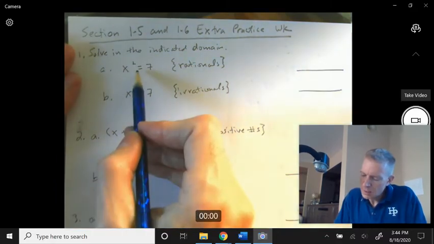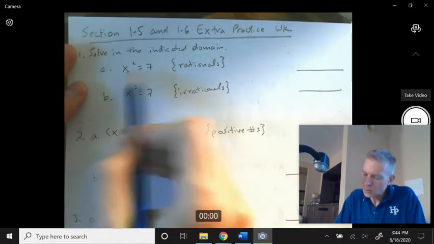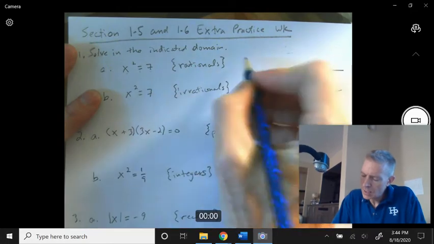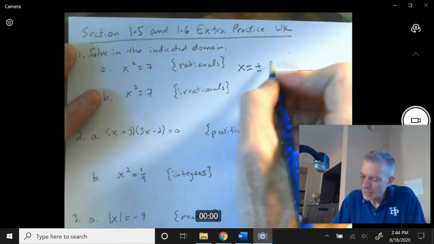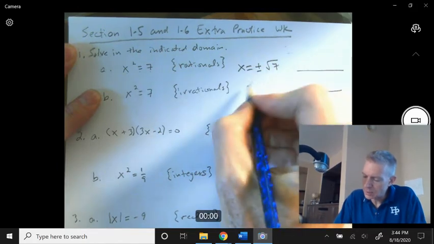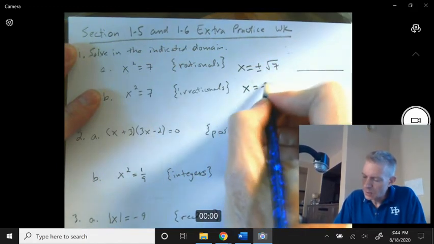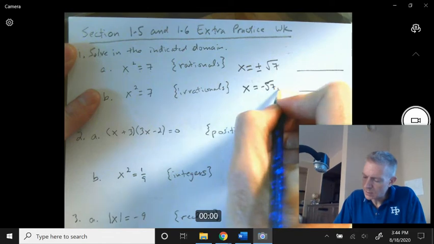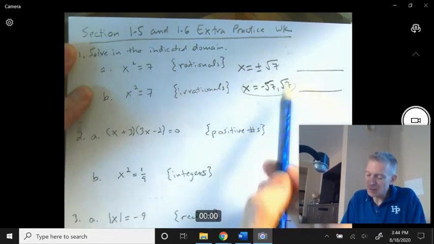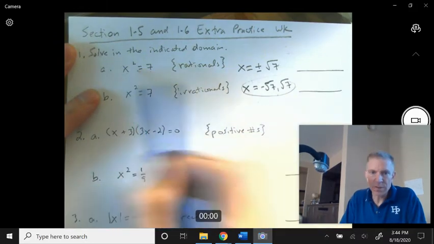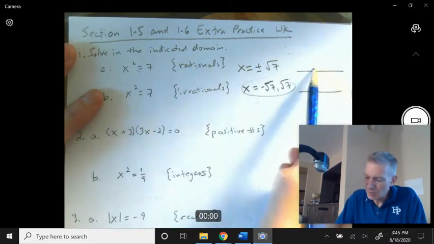If you're solving in the indicated domain, so x squared equals 7, and if you solve that, you get x equals plus or minus rad 7. Don't forget the plus or minus. So x will equal negative rad 7 or positive rad 7. Okay? But these are not rational numbers. So if we're solving this one over the set of rational numbers, this would be the empty set.